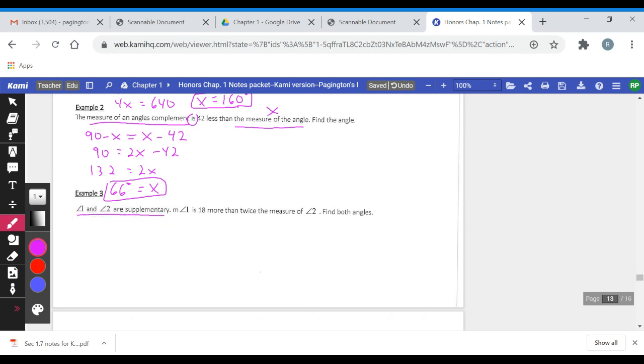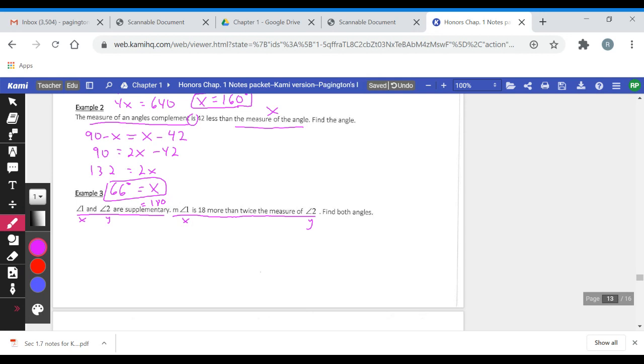And then the last one says that angle 1 and angle 2 are supplementary. And it also says angle 1 is 18 more than twice the measure of angle 2. Each of those sentences represents an equation. So again, if I think of what the word supplementary means, I know that it means it equals 180. I could use angle 1 and angle 2 in the problem, but sometimes that confuses people. So I'm just going to call angle 1 x and angle 2 y, which means I'm also going to put x and y in for the other equation.